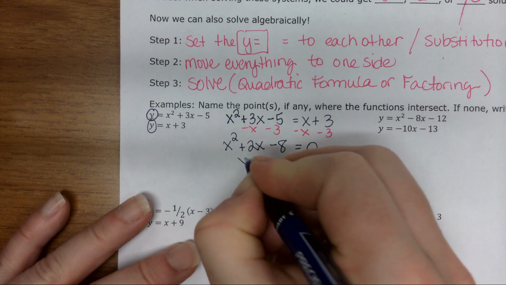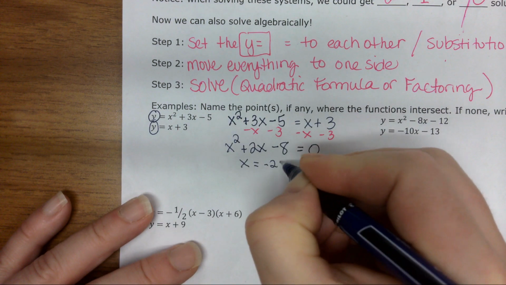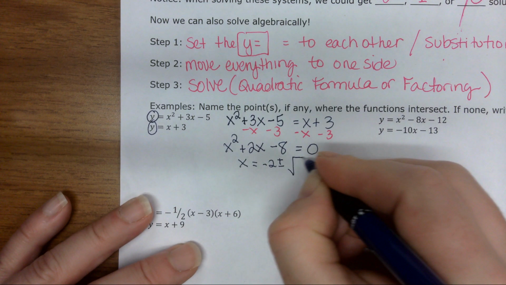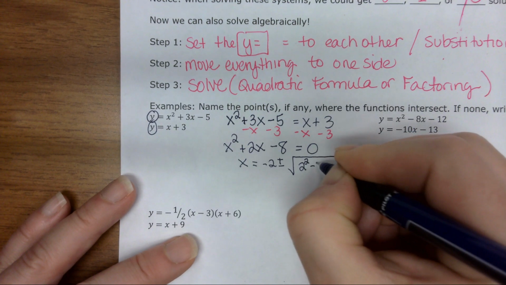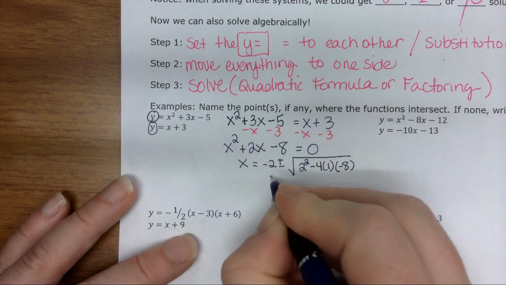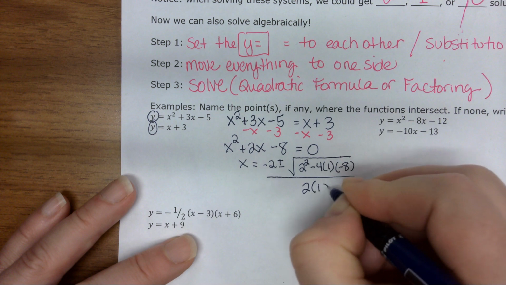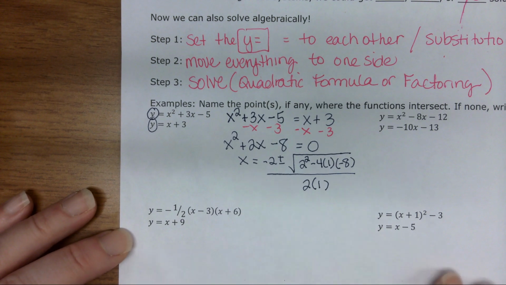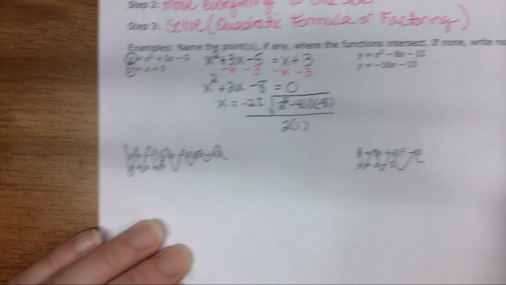x equals negative b, so we're going to write negative 2 plus or minus the square root of 2 squared minus 4 times 1 times negative 8, all over 2 times 1. And you know what, you guys, we're not doing these bottom 2 examples, so if you want to, you can just use the room right down there.